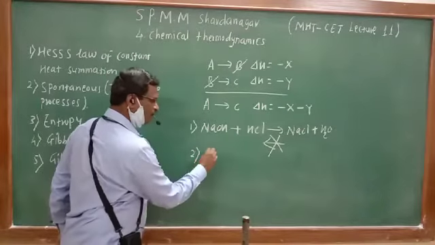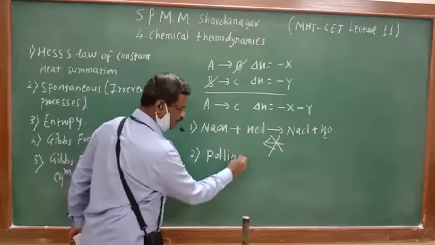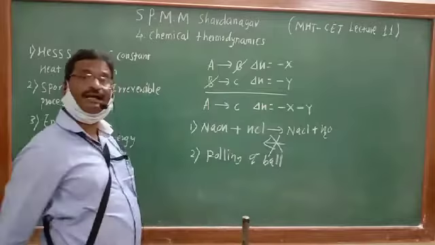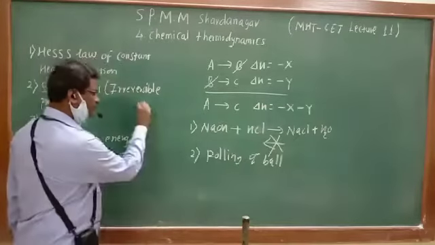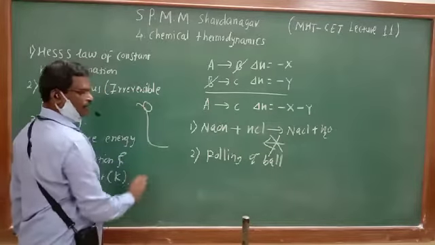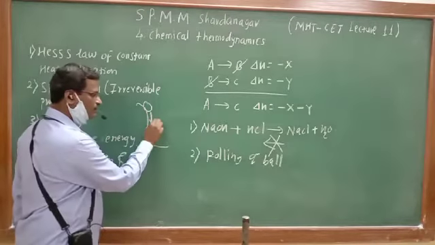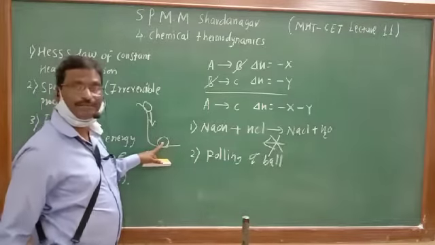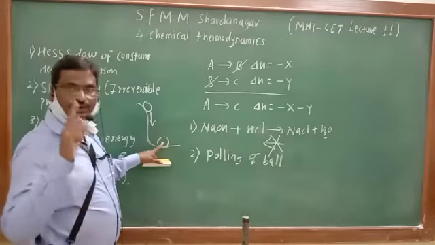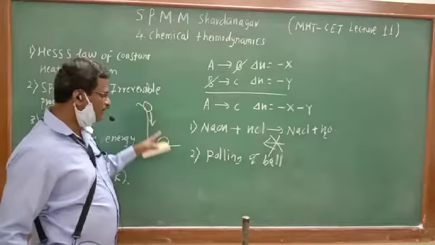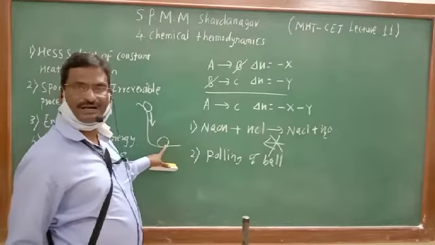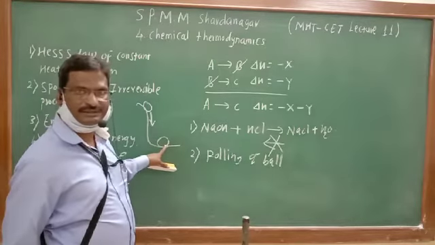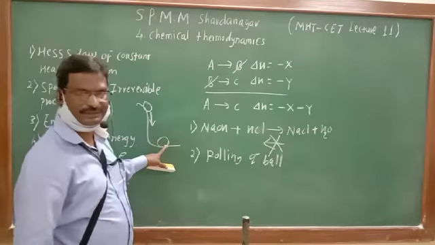If we see rolling of a ball, it takes place from higher level to lower level. Suppose this is the ground, here is a ball. This ball comes down on its own accord and settles here at the equilibrium position. Rolling of the ball from higher level to lower level is taking place with decrease of energy, and that is a spontaneous process.